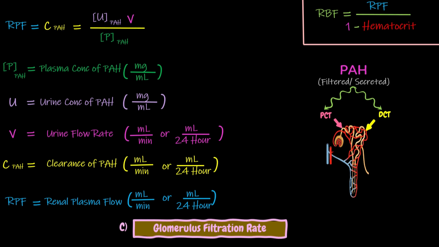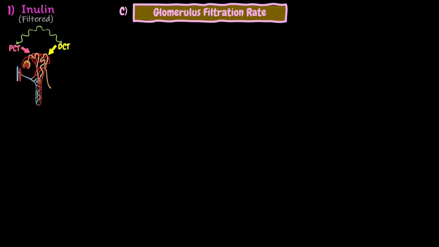Now moving towards the glomerular filtration rate. In this topic, we will discuss the measurement of glomerular filtration rate through the clearance of inulin. Inulin is filtered, but not reabsorbed or secreted by the renal tubules. The clearance of inulin is used to measure glomerular filtration rate. Glomerular filtration rate equals U times V divided by P, where GFR is glomerular filtration rate.